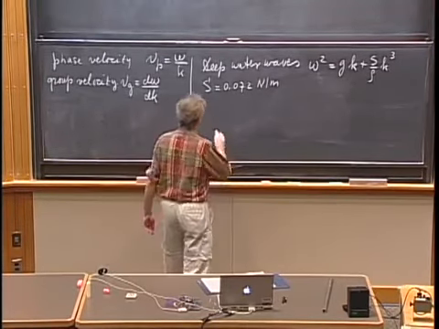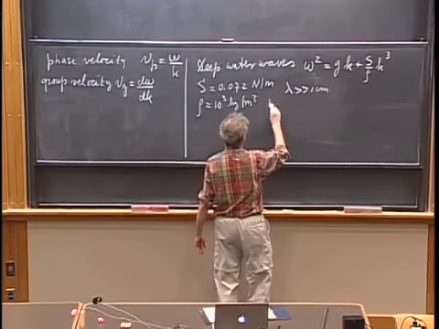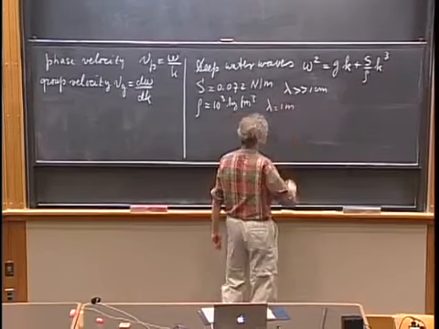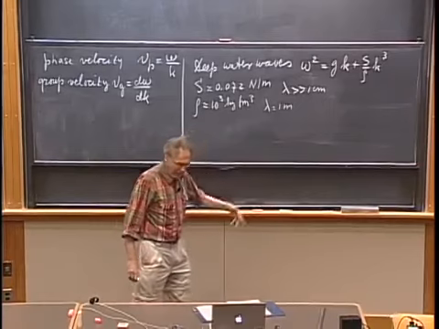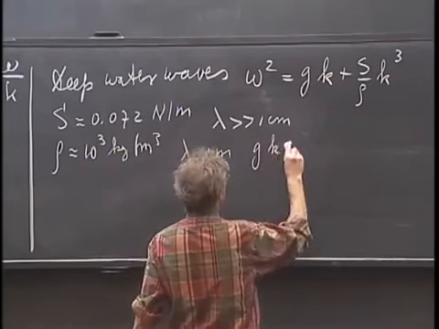Now, this S term is only important for very short wavelength. If you take the case that lambda is much, much larger than 1 centimeter, then I can show you that the S term is unimportant. So let's take lambda equals 1 meter. If lambda is 1 meter, then k is 2 pi divided by lambda, so you can calculate what gk is.